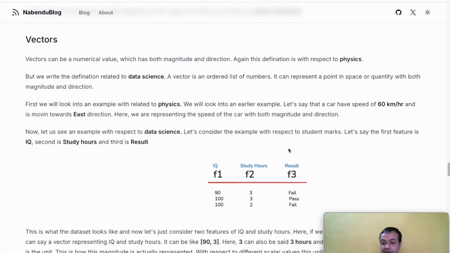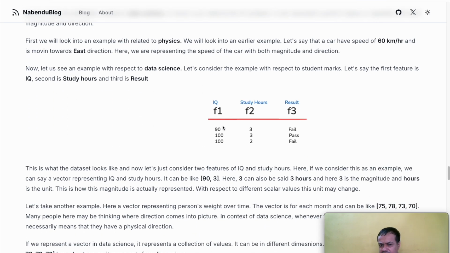Now let us see an example with respect to data science. Let us consider an example with respect to student marks. Let's say that the first feature is IQ, the second is study hours, and the third is result. So IQ is 90, student study hours is 3, then the result is that he will fail. This is what the dataset looks like. Now let's consider just two features, the IQ and the study hours.